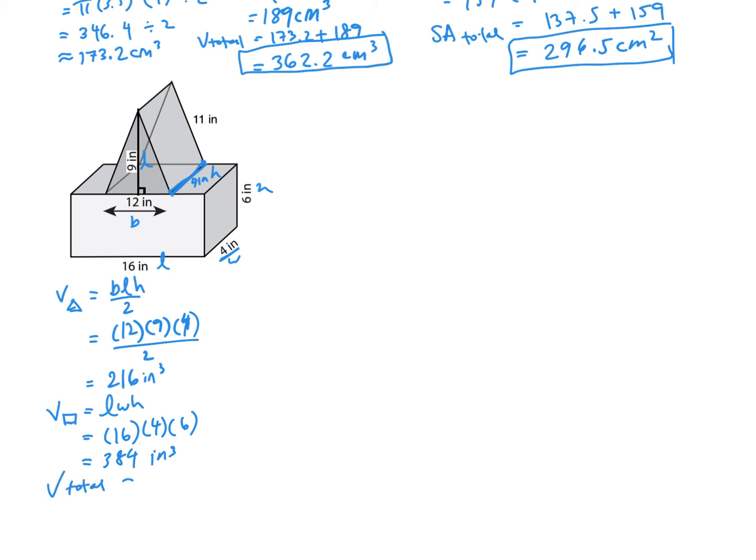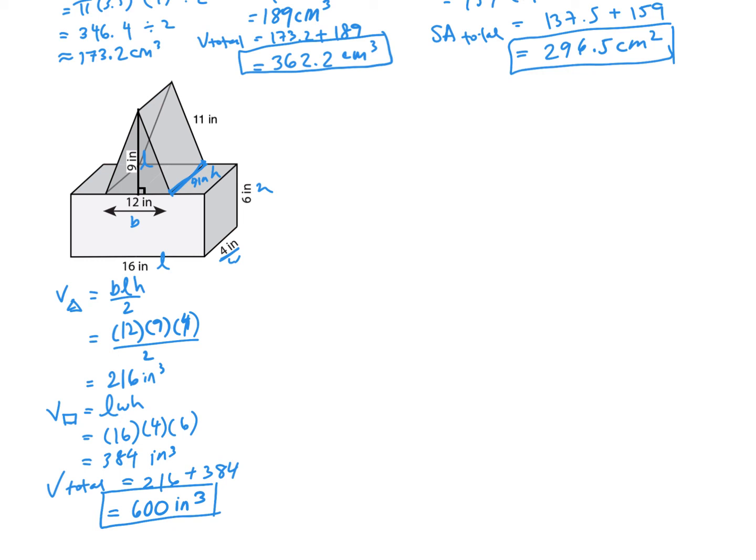And we can add those up for the total. So 216 from the triangular prism, 384 from the rectangular prism, for a total of 600 inches cubed. So nothing fancy again for the volume. The surface area, we will have a little tweak to it.